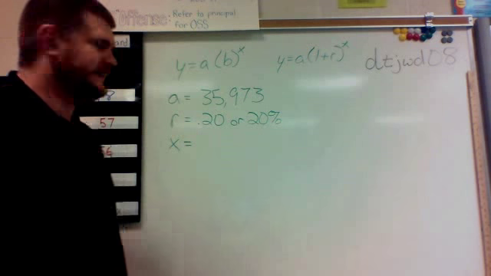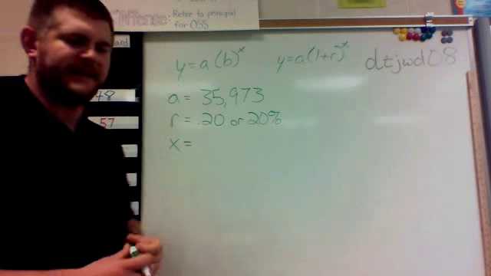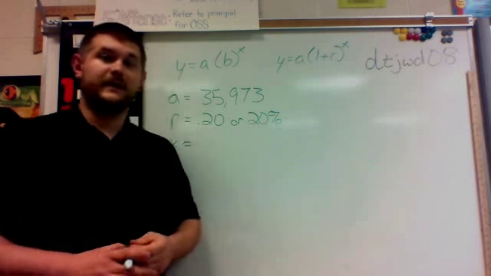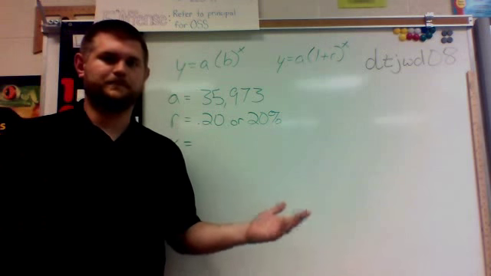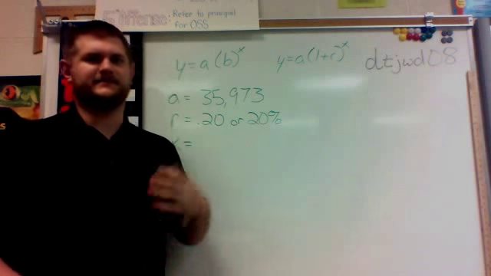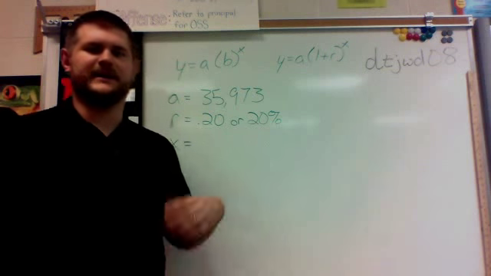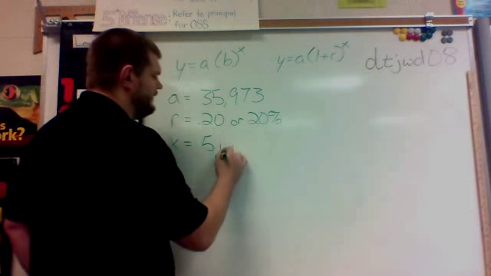And then the last thing is we need to determine the time frame we're working with. It says what will be the population in 2020. If we start at 2015 and we go all the way to 2020, then we're dealing with a span of 5 years. The way we find that is simply by taking 2020 and subtracting 2015. So for x, we're going to write in 5 years.